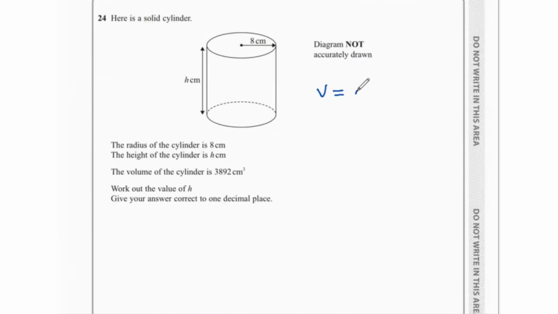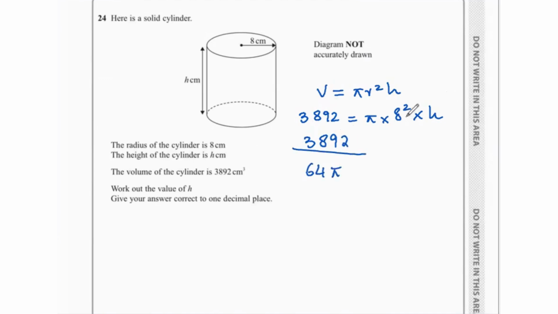The volume of a cylinder is pi r squared h. 3,892 is the volume. The radius is 8, squared. Height is what we're trying to find. So we will divide 3,892 by 64 pi. 8 squared is 64, so 64 pi comes on the other side and divides the volume. When you divide the two, we get 19.36 centimeters. We want the answer correct to one decimal place, so that's 19.4. That's the height of the cylinder.